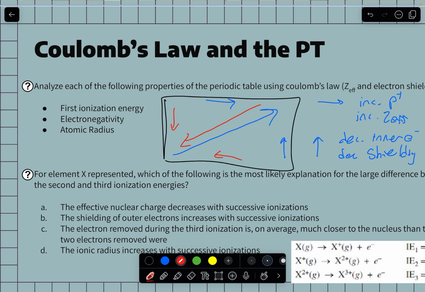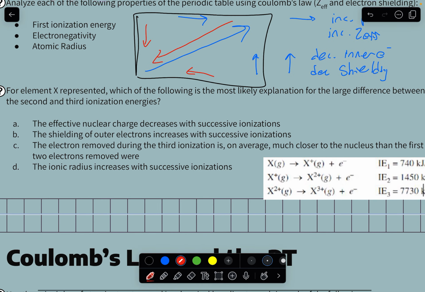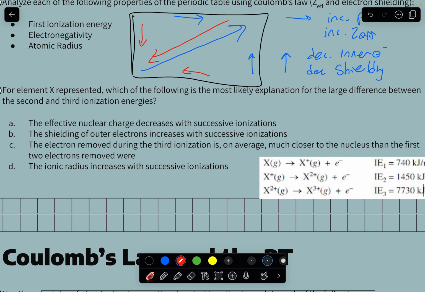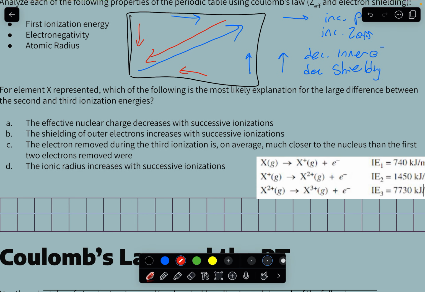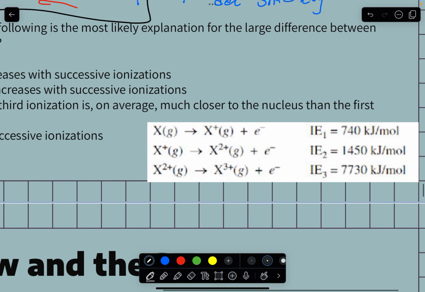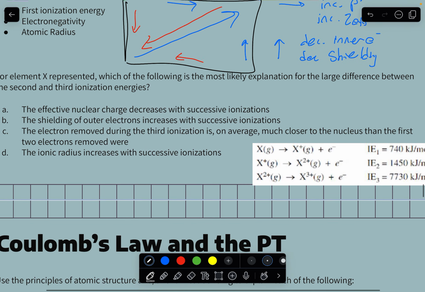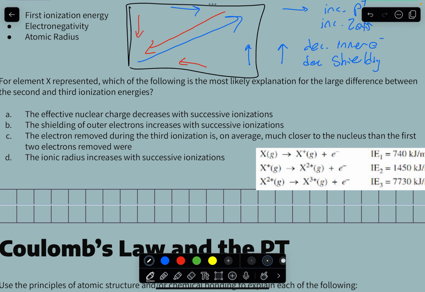Okay, so let's look at this question down here. For element X represented, which of the following is the most likely explanation for the large difference between the second and third ionization energies? So looking at element X, the second to third ionization energies jump quite a bit. Remember, we've talked about this in unit 0. So let's read the answers.